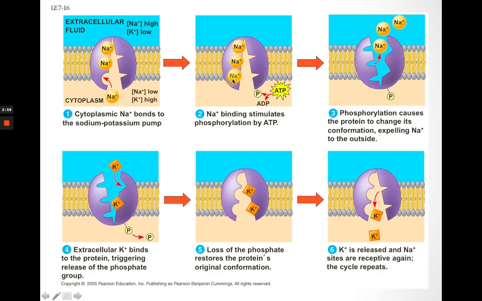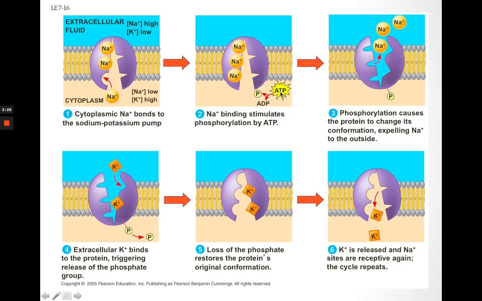Now, when that third sodium binds to the binding site, ATP is going to be split, okay? And it's going to attach the phosphate group to the sodium-potassium pump, okay? This is a process known as phosphorylation, and we are going to be talking about phosphorylation a lot in the upcoming chapters. So get used to this. Anytime you attach a phosphate group to something, it's known as phosphorylation.